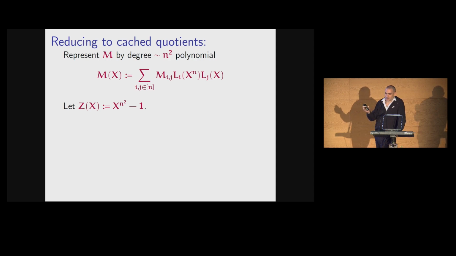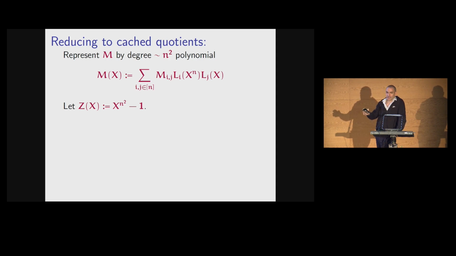So it's the polynomial M(x) = sum of m_ij, where the row is multiplied by the Lagrange L_i of x to the n, times L_j of x. So this is the polynomial representing the matrix. It might help to think of x to the n as y. It's just another variable y, and then this expression is maybe easier to digest. And really, in early drafts of the paper it was y.